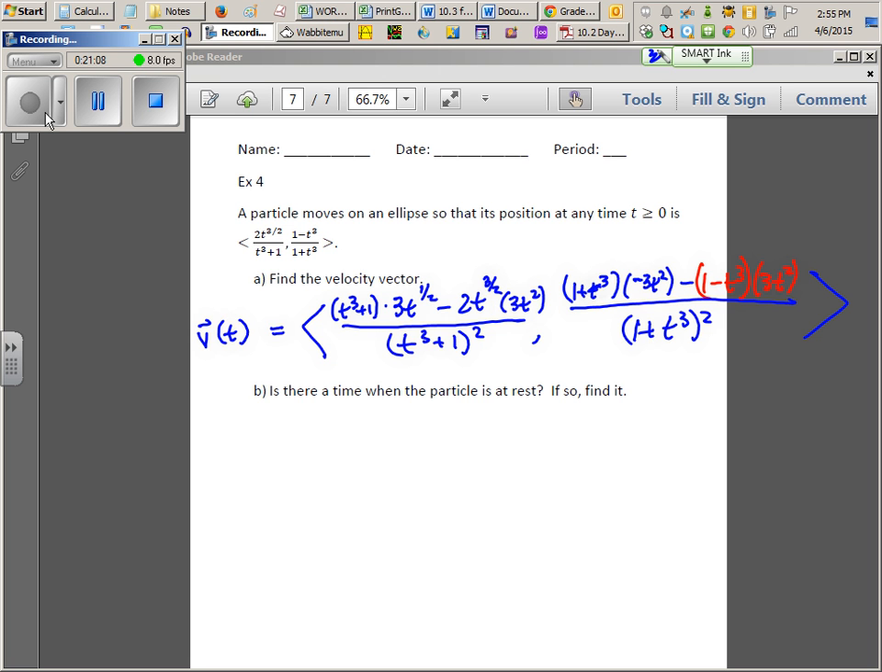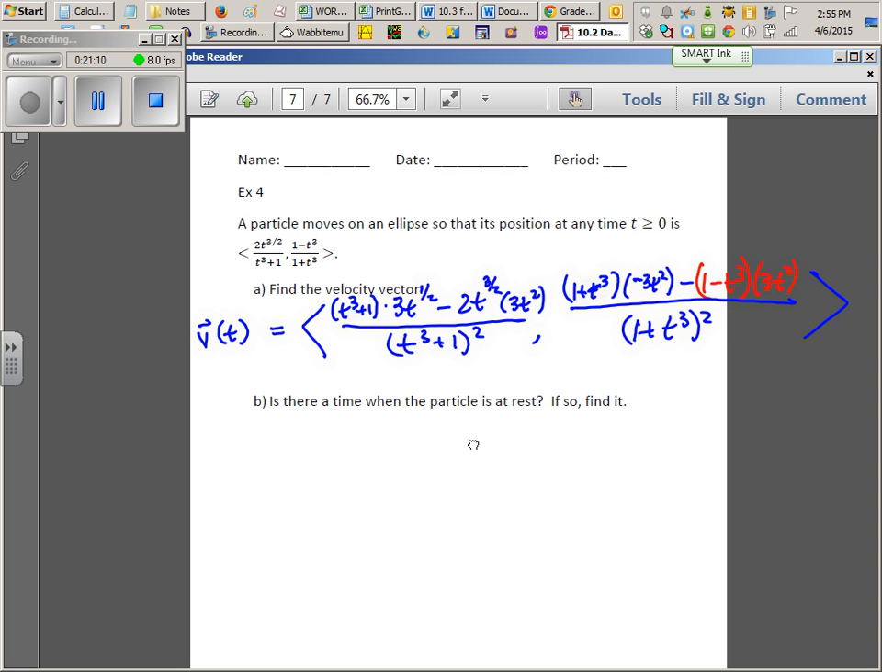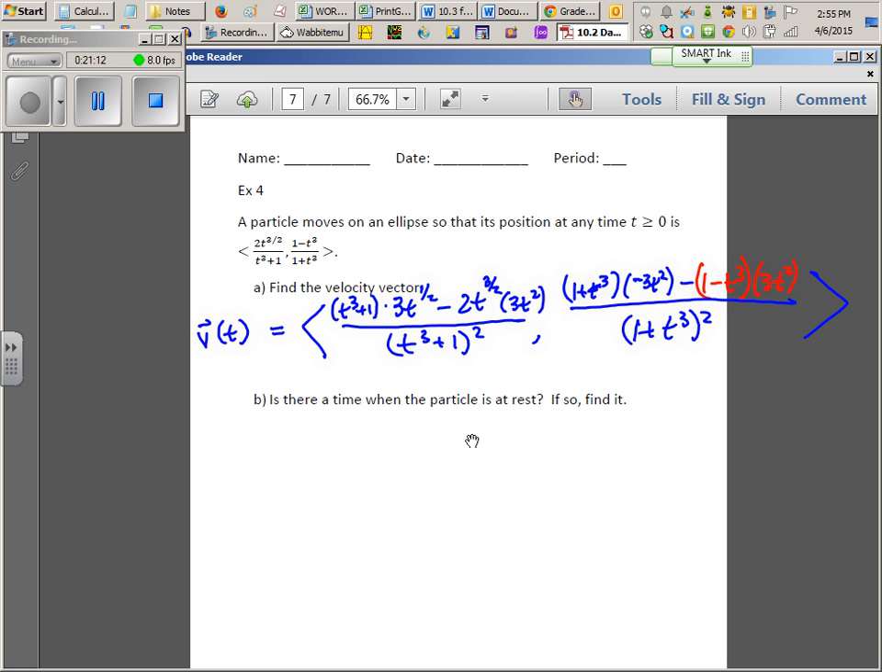And I took the time to kind of clean this up for you. So it all kind of boils down to this in black. The velocity as a function of time is 3t to the half minus 3t to the 7 halves all over t cubed plus 1 squared, comma. And then the next one kind of foils out and simplifies down to negative 6t squared over t cubed plus 1 squared.